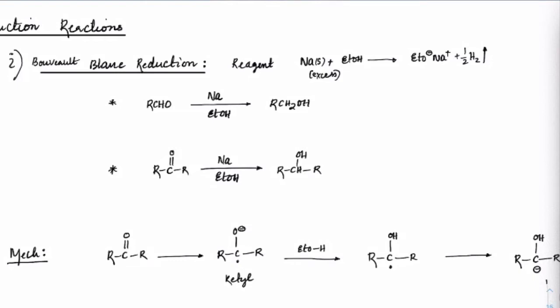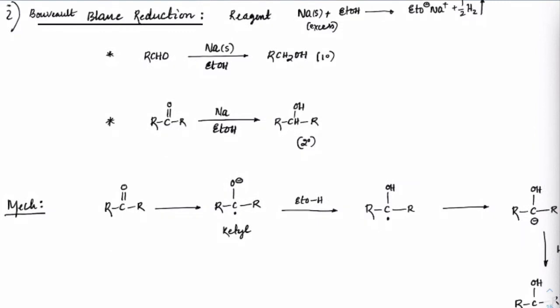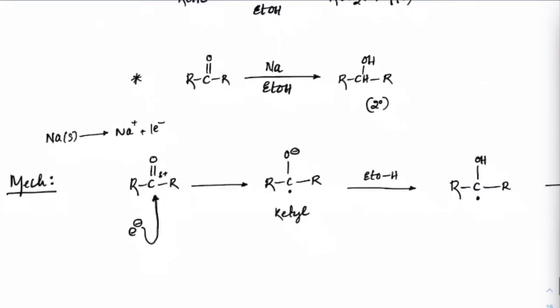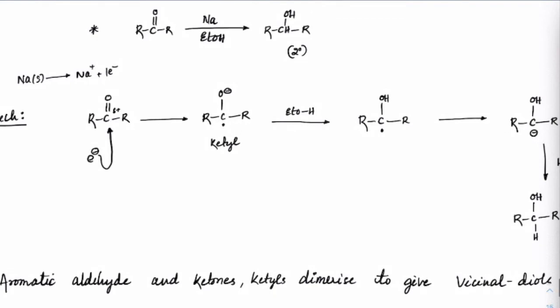Now see that RCHO aldehydes, when you treat that with sodium in ethanol, it will get reduced to form alcohols. Ketones will also form alcohols. Make a note of that first. So let's see how the reaction proceeds. First, sodium being in excess in the solution, it will start releasing electrons into the solution. The electrons present in the solution see the electrophilic carbon and attack on it, because that carbon is quite electrophilic, it will have delta positive on it.